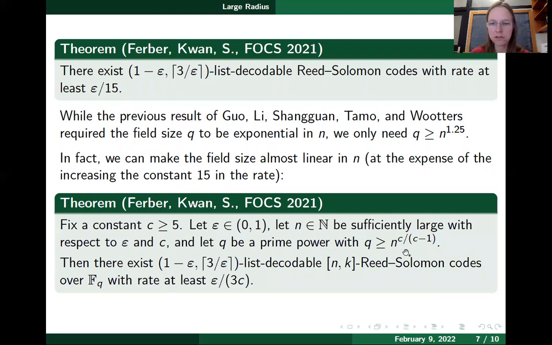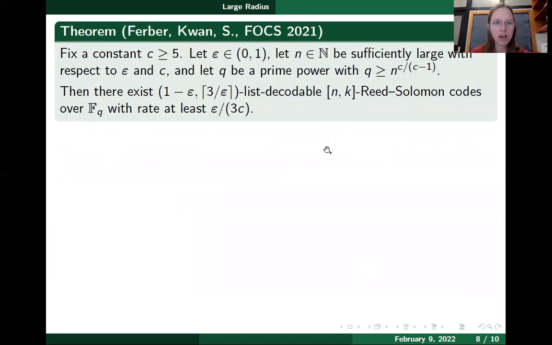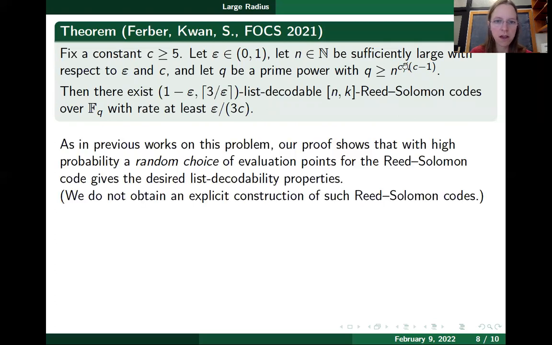But the point of this is that you can make the polynomial that you require for the field size better. Okay, so here's again our theorem. We show that for every fixed constant C, one gets these nicely list decodable Reed-Solomon codes with rate linear in epsilon, list decoding radius 1 minus epsilon, list size 3 over epsilon, and the field has to be sufficiently large, but only polynomially large. And in fact, you can take the exponent of the polynomial arbitrarily close to 1.